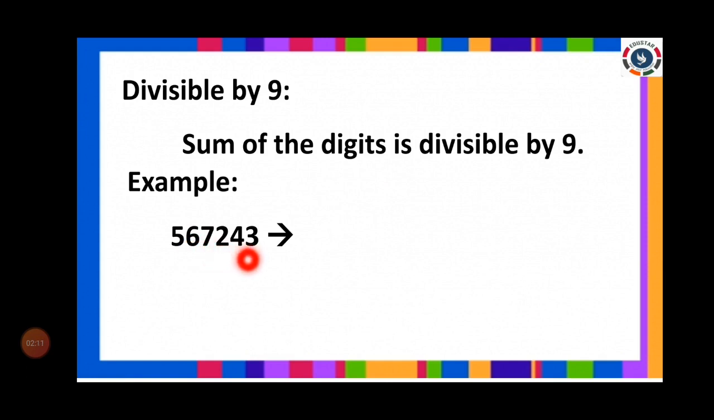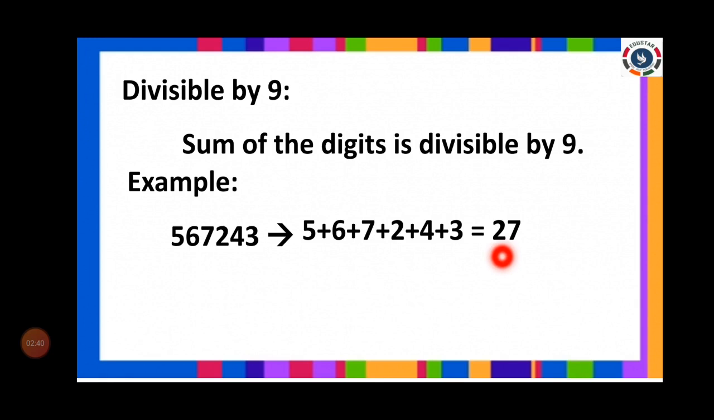567,243. Now what is the rule? Sum of all those digits. So I am going to add 5 plus 6 plus 7 plus 2 plus 4 plus 3. By adding all together I am finally getting 27. So 27 is coming in the 9th table also. It is a multiple of 9 also. Okay. So it is divisible by 9. 9 3s are 27. So it is divisible by 9.